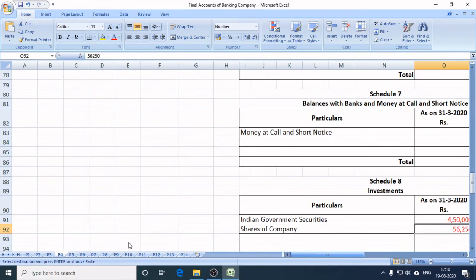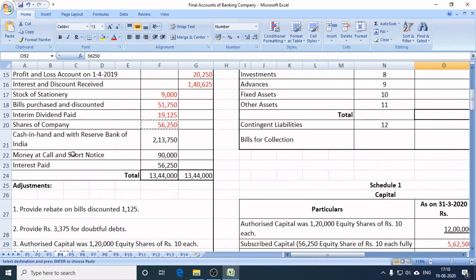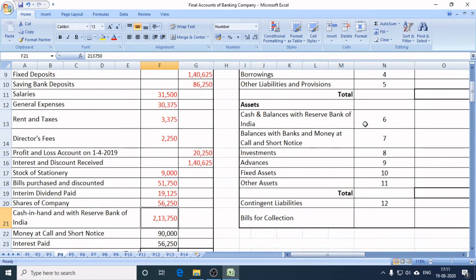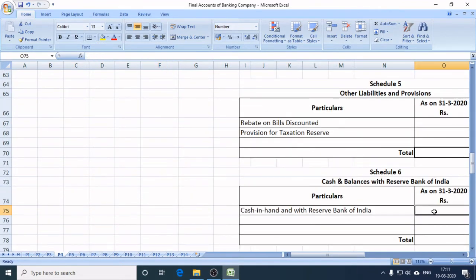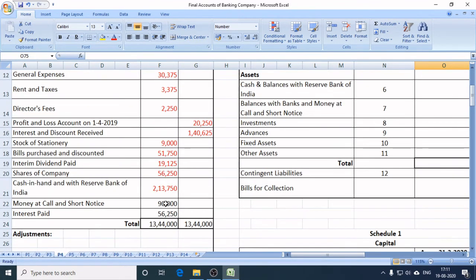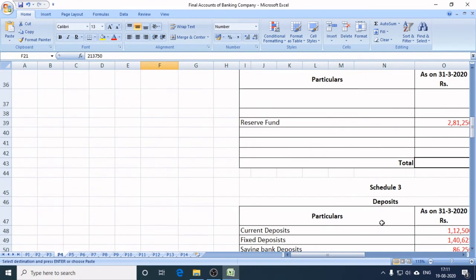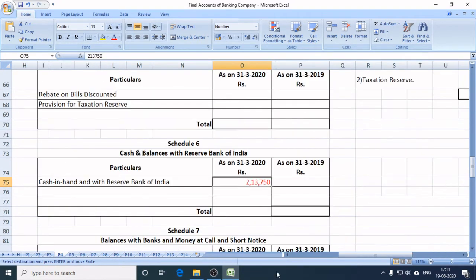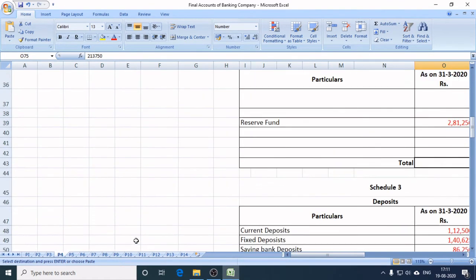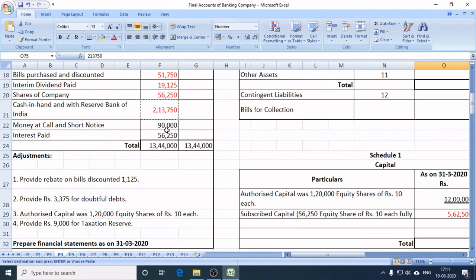Okay. Now the next in the problem is cash in hand and balance with RBI. So it has debit balance. It is also an asset of a bank. So it will go under schedule number 6, that is cash and balances with RBI. So here we should show it. Okay, let me copy it with this figure, and here schedule number 6. Okay, 2,13,750.